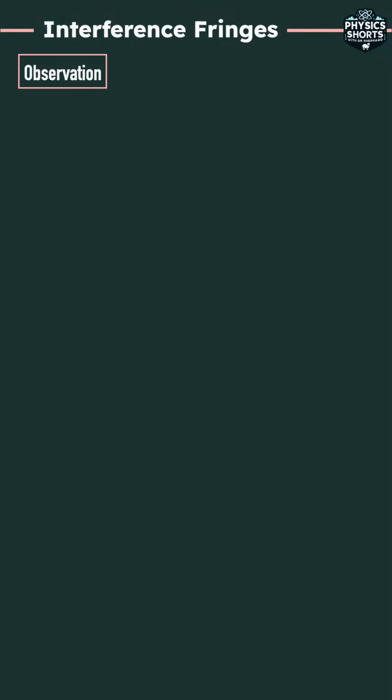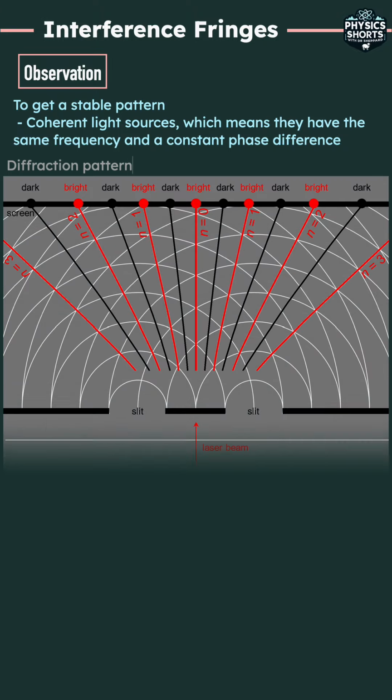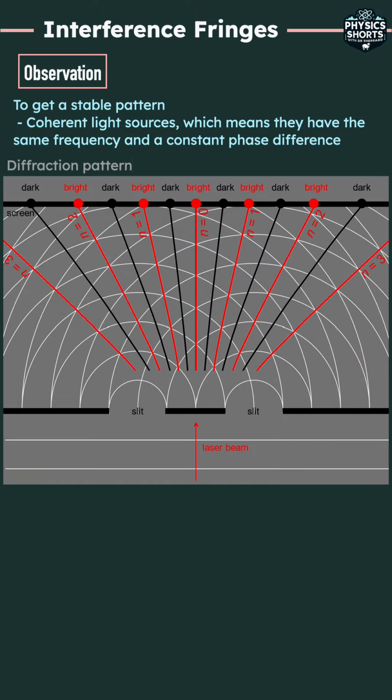To get a stable pattern of observable interference fringes, matching waves and a stable environment is needed. So we'll have coherent light sources, which means they have the same frequency and a constant phase difference. If these waves are light waves and we place a flat screen in their path, we will see a diffraction pattern.